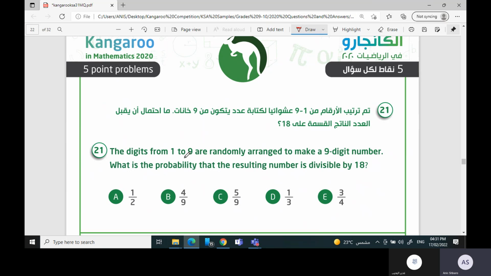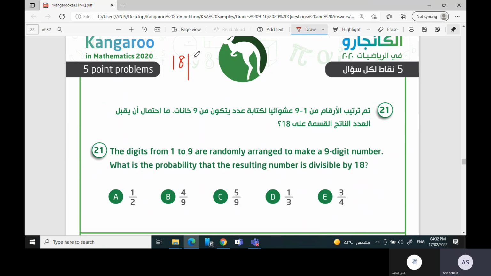The digits from 1 to 9 are randomly arranged to make a 9-digit number. Okay, so I'm dealing with a big number, a huge number. What is the probability that the resulting number is divisible by 18? First of all, guys, for any number to be divisible by 18, let's go back to primary classes.